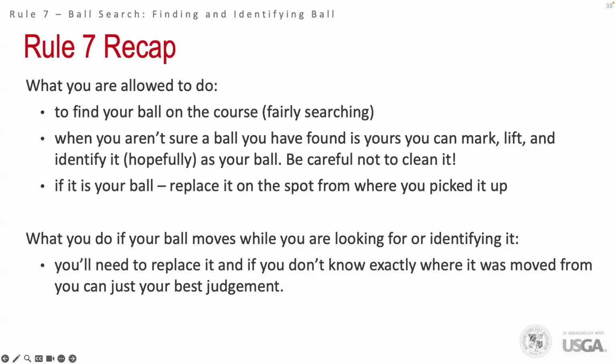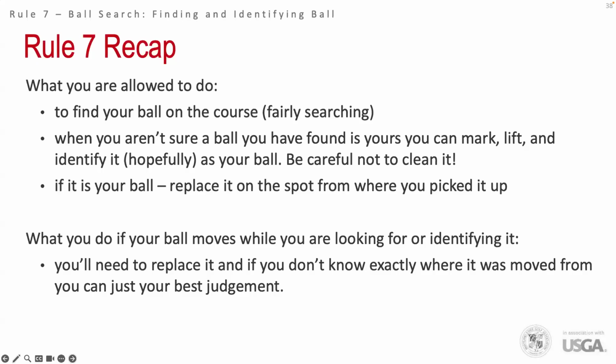What you're allowed to do, you are allowed to find your ball on the course. Obviously, we're going to want to fairly search, not to go over and beyond to try to find our golf ball. When we're not sure a ball you have found is yours, you can mark, lift, and identify it, hopefully as your ball. Again, we're going to want to be careful not to clean it more than necessary to identify it. If it is your ball, you are going to replace it on the spot from where you picked it up.